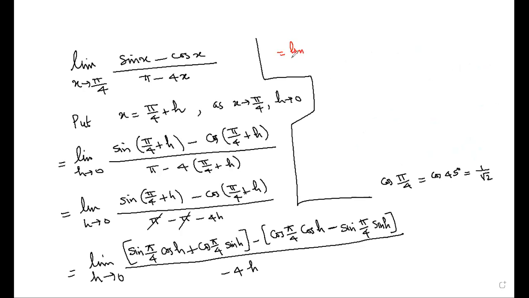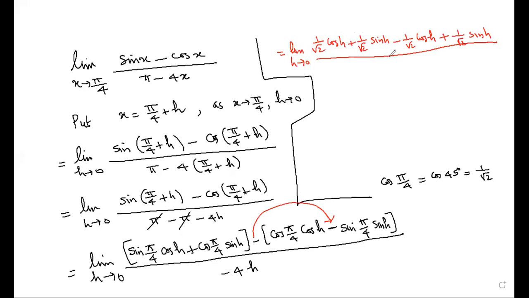Limit h tending to 0, 1 by root 2 cos h plus 1 by root 2 sin h minus 1 by root 2 cos h. Now this minus and this minus will make it plus 1 by root 2 sin h. Our formula is in sine, no? So you will see that cos is getting cancelled. Very good.